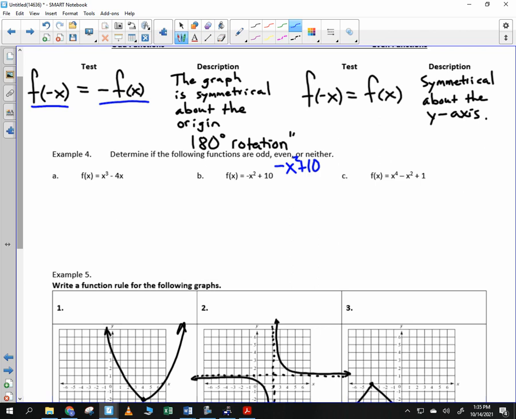So let's show that this is even. f of negative x. I plug in the negative x, I get negative x squared plus 10. I'm waiting.